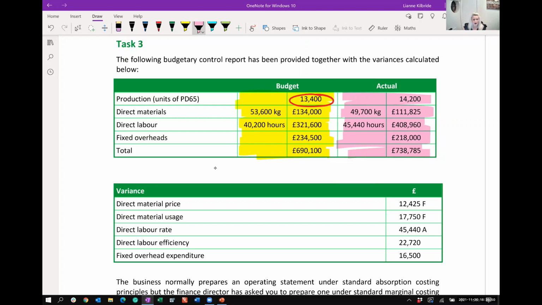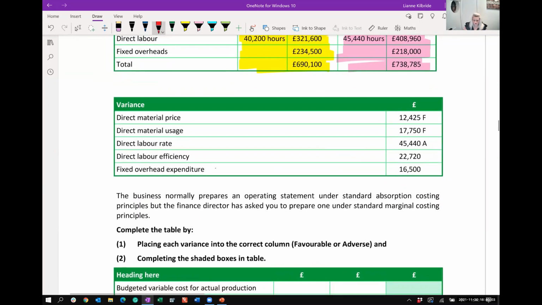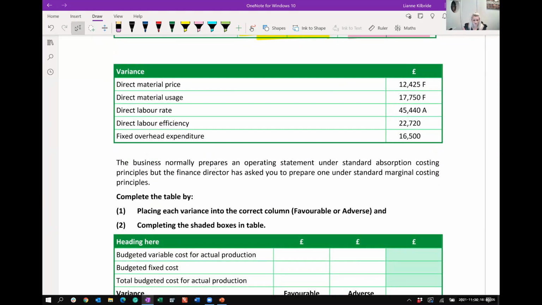And it's told us about the hours we've worked as well and the relevant costs. Okay, so these are the two things that you need to be careful about looking at the differences. Then what we've got under here is a list of the variances.